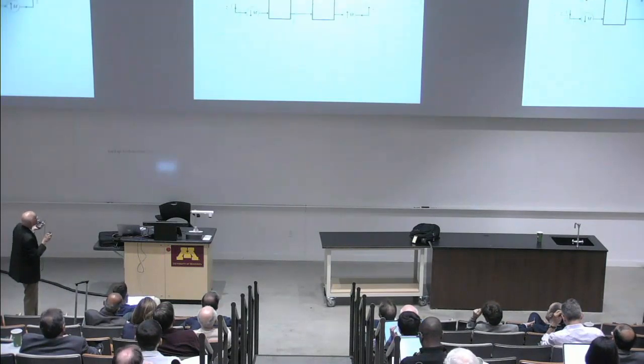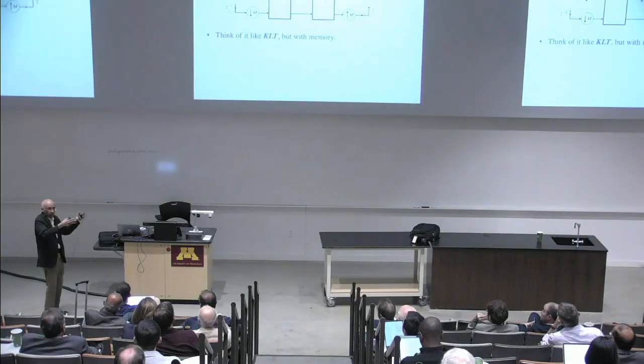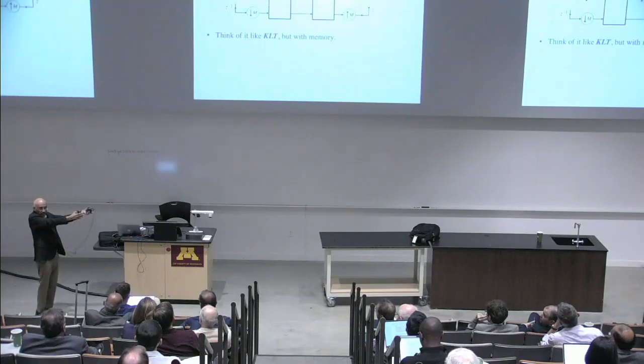Okay, and let's see. So think of it like a KLT. The traditional KLT also diagonalizes the covariance matrix. Instead of the covariance matrix, it's the power spectrum, which is a function of frequency.